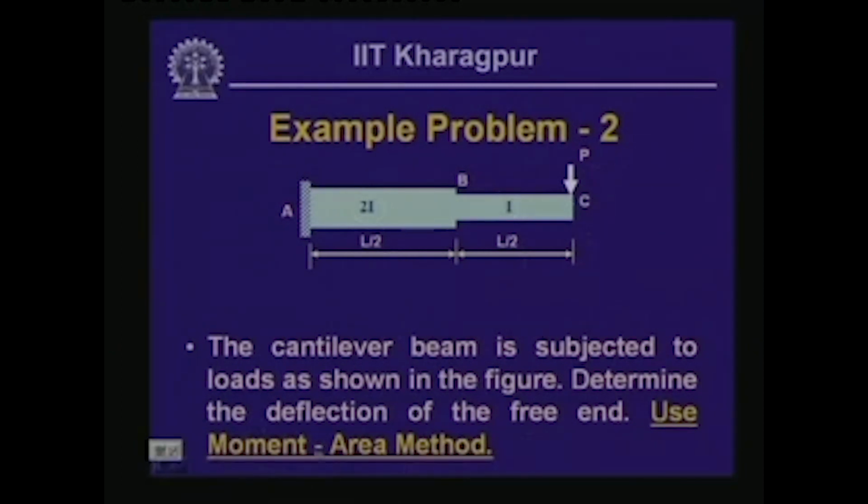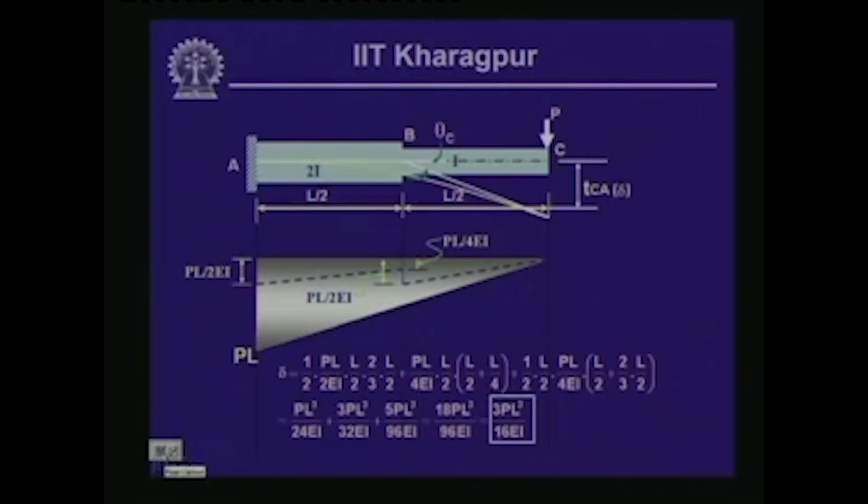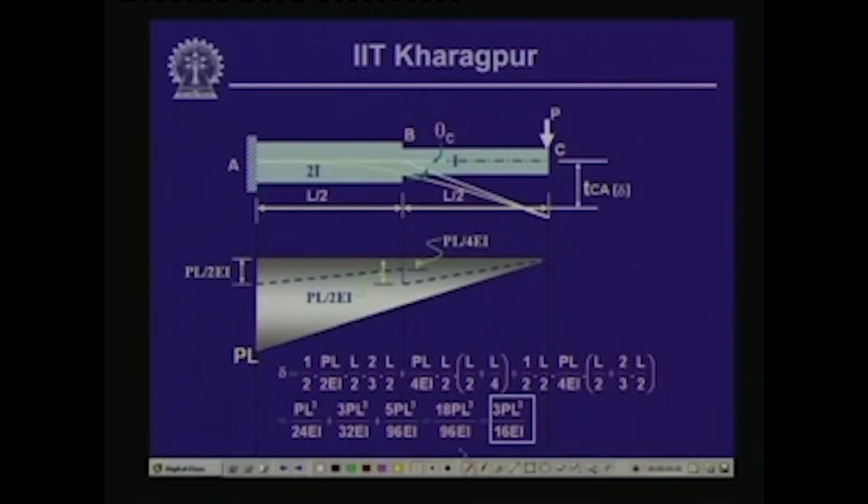So, let us look into the bending moment diagram of this, and then we go for the M by EI diagram. So, this is the bending moment diagram, that means 0 bending moment over here, and at this point we have the maximum value of the bending moment, which is equal to PL. So, this external one shows the bending moment diagram, which is varying linearly from 0 to PL.